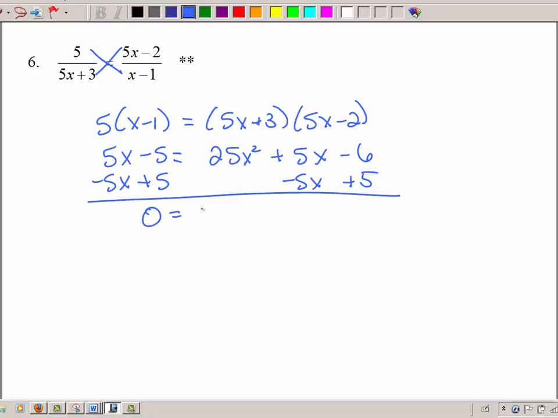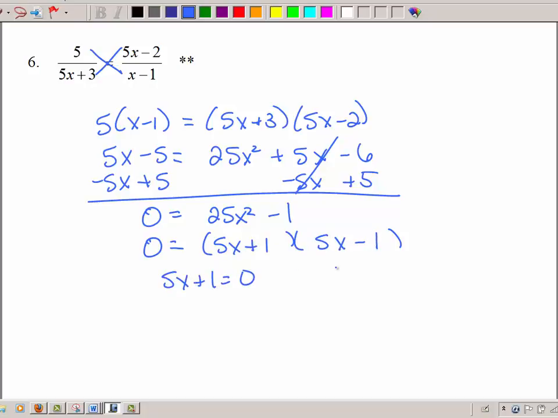So I get 0 equals 25x squared minus 1. How do I factor that? That's the difference of two squares. And again, set those both equal to 0 and solve.